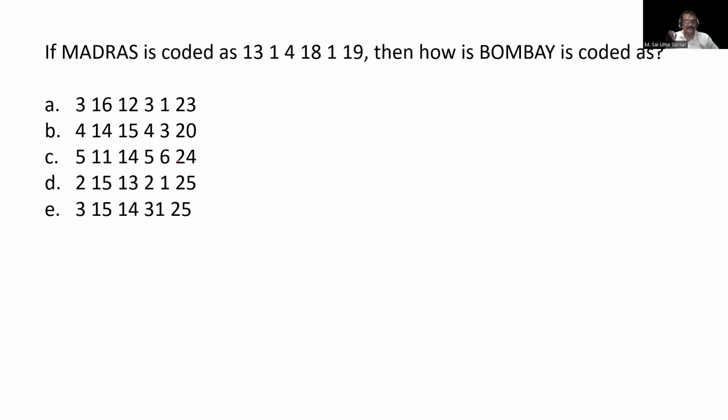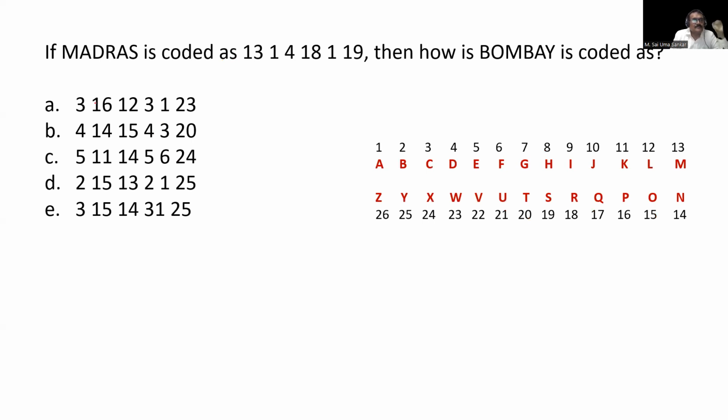Very simple question. If you observe, M is the 13th letter, A the first letter, D the fourth letter, A the first letter, and S the 19th letter. What we require? B is the second letter. And next, what is the O? Here, only one option is satisfied. The remaining all are not satisfied, right? Here, just take the place values of each and every word.